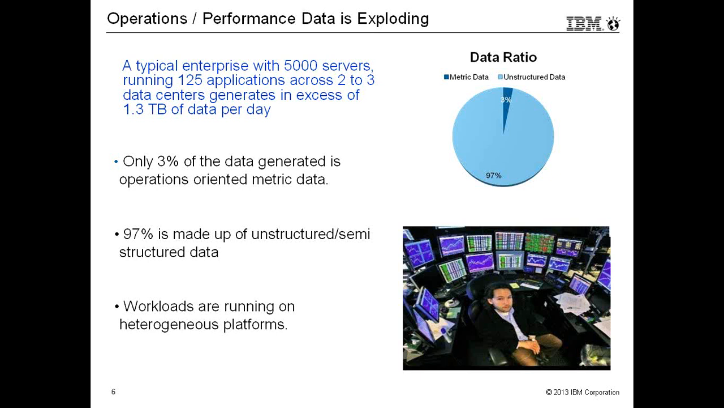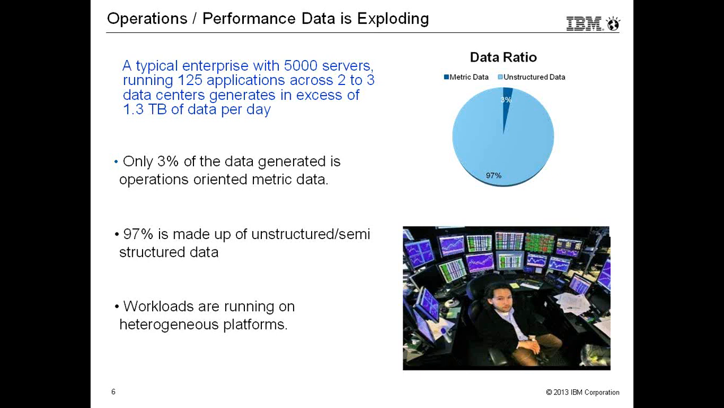And interestingly, only 3% of this data is the metric data, things like your utilization, response times, events and alarms. The rest of the data, which is 97% of the data, is unstructured or semi-structured data. Examples of this would be your logs, your traces, your dumps, your config details, anything that comes in the form of text.